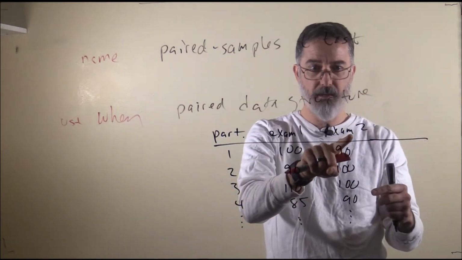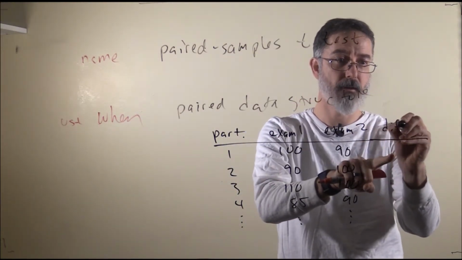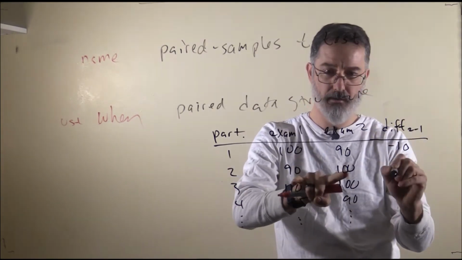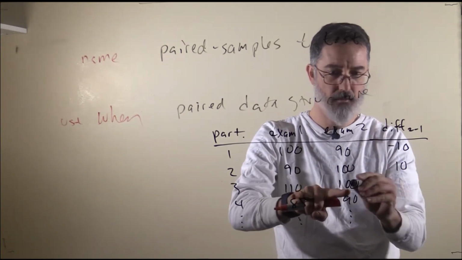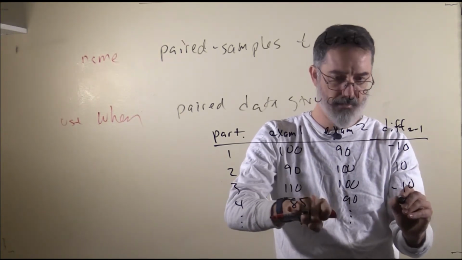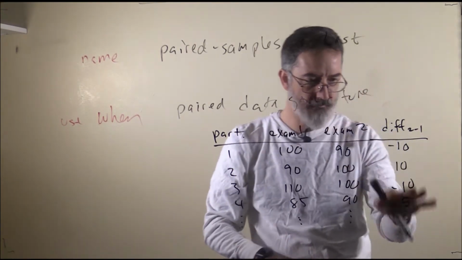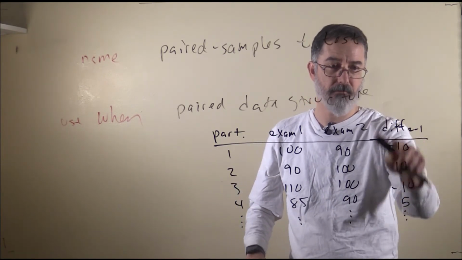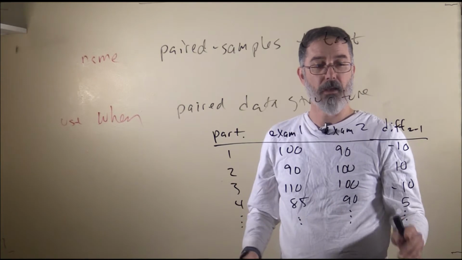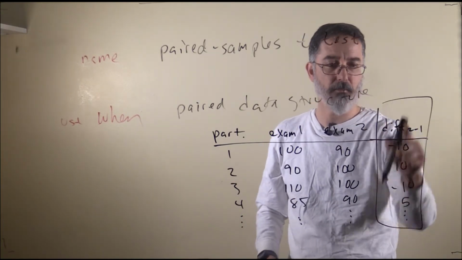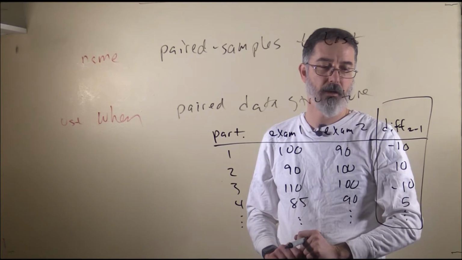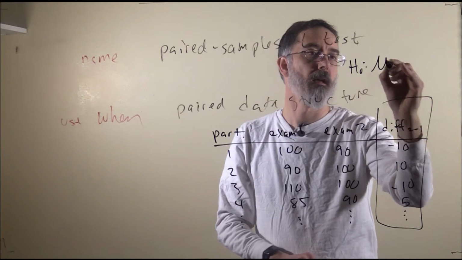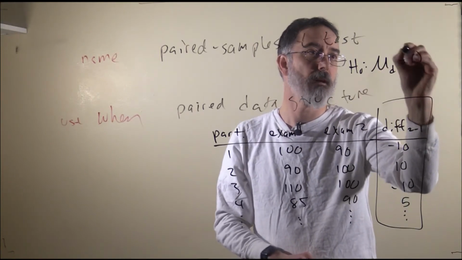So for example, if this is the difference score, where we take exam 2 minus exam 1, so 90 minus 100, negative 10, 100 minus 90, 10, 100 minus 110, 90 minus 85, and you do that for all the folks. When you're actually doing these by hand, you calculate this difference score before you even start doing the test, and this is the variable you'll actually run your statistical test on. And remember when I said the null hypothesis for this test makes the most sense to say the average difference score equals 0, right?